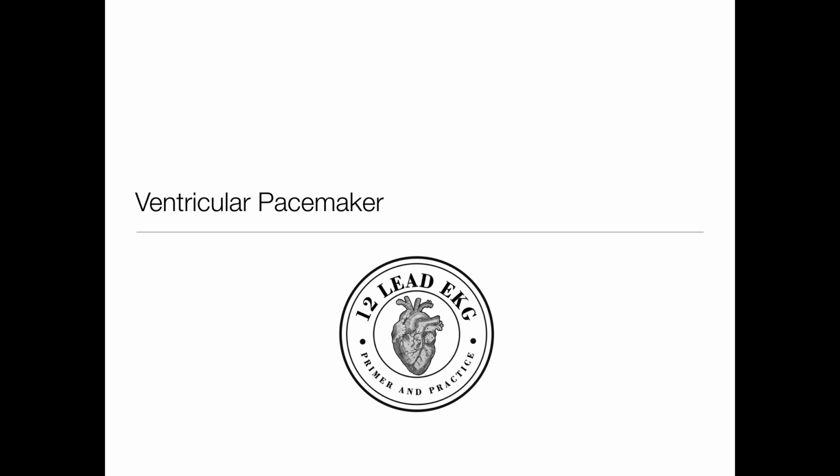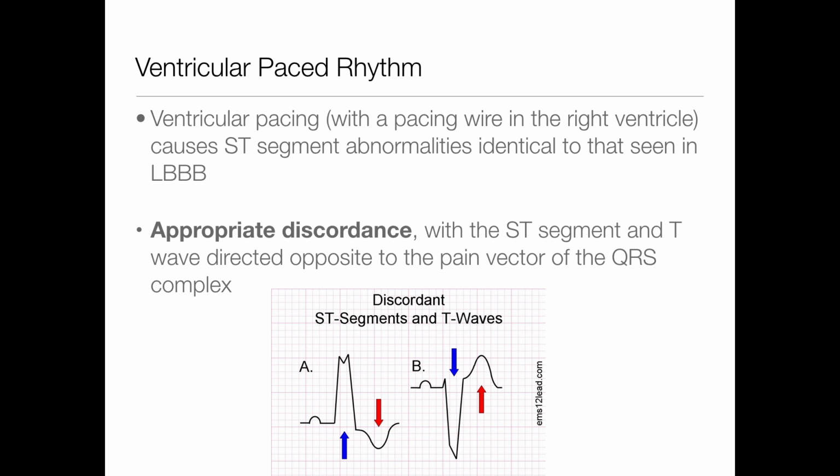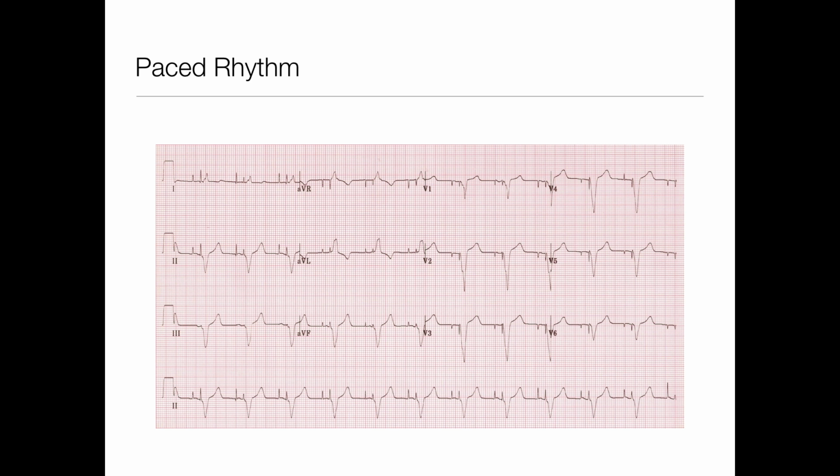A ventricular pacemaker will also cause ST elevation. We've talked about paced rhythms in the past, and this is very similar to a left bundle branch block. If you remember, oftentimes when a patient has a ventricular pacemaker, the wire is placed into the right ventricle. And so that wave of depolarization is having to go all the way from the right ventricle across to the left ventricle, very much just like a left bundle branch block. So the pattern we get on the EKG is very similar. And so we have those deep S waves, we're going to have the ST elevation and upright T waves. Again, appropriate discordance. So a ventricular paced rhythm is going to be another cause for ST elevation.